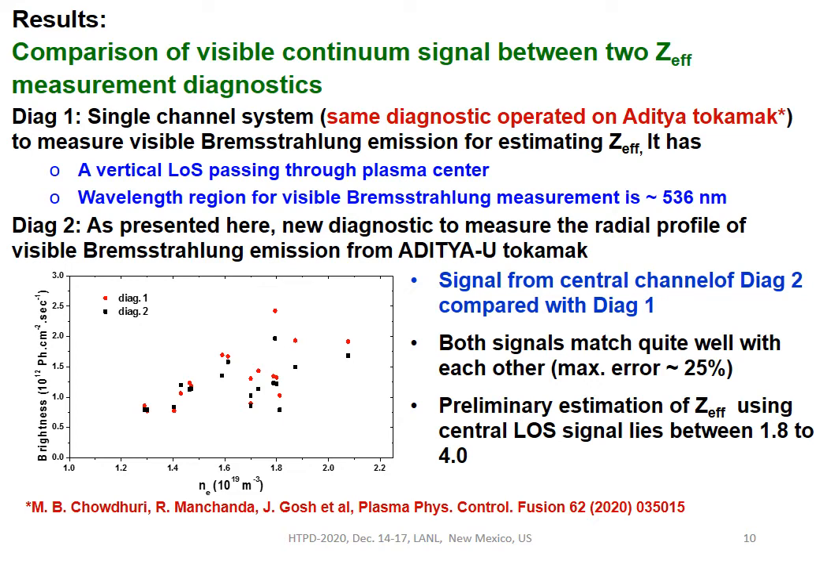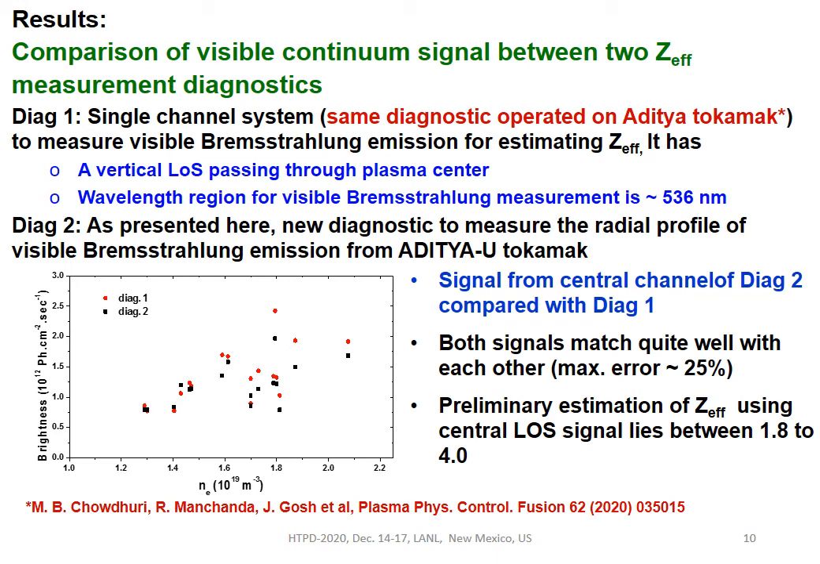There are only a few deviations where the error is around 25%, and most of the time these two match each other. So the signals from the central channel of diagnostic 1 and diagnostic 2 are matching, which says that the already established diagnostic and the newly developed diagnostic give matching results. So the new diagnostic is very much in line with the old diagnostic.